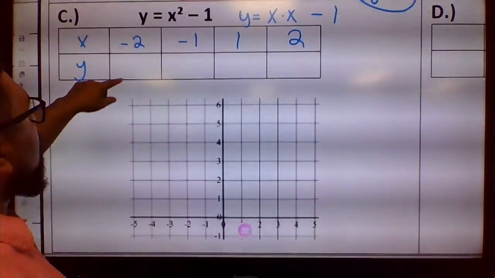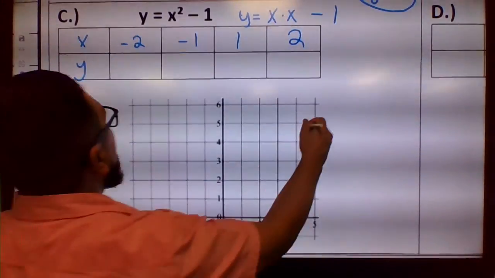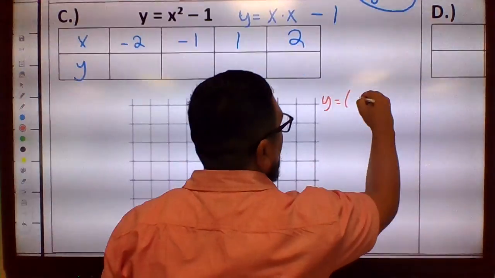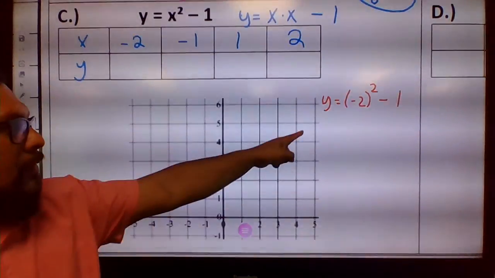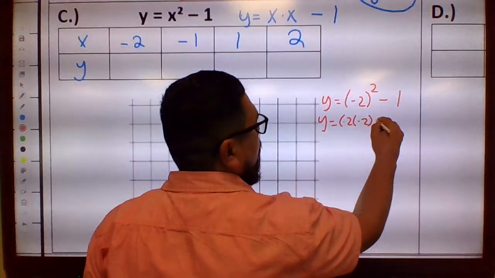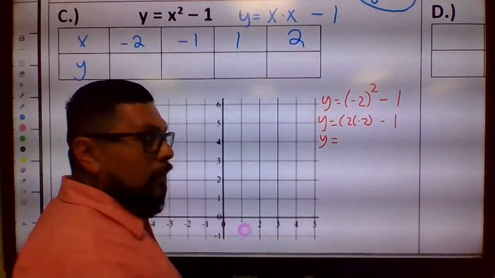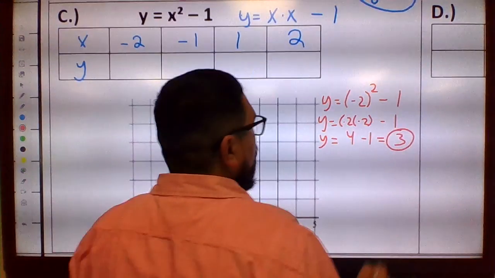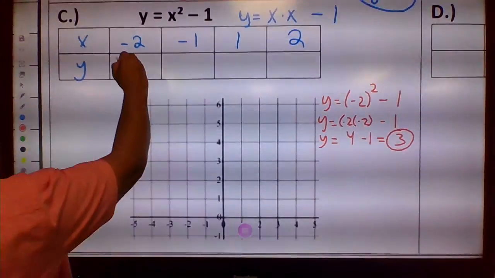All right, here's the work. For the first one, x is negative 2. So y equals negative 2 squared minus 1. Remember, this means y equals negative 2 times negative 2 minus 1. Negative 2 times negative 2 is 4. 4 minus 1 equals 3. So when x equals negative 2, y equals 3.